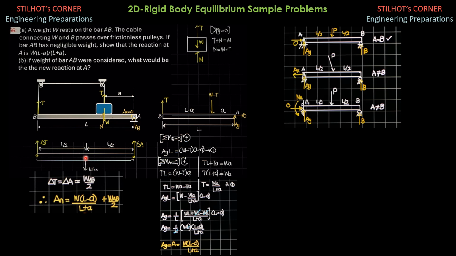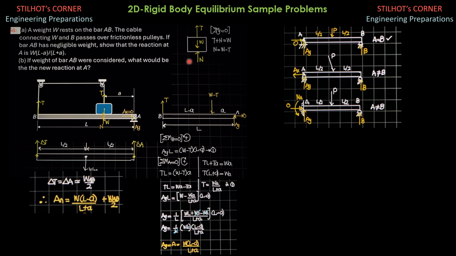For those who cannot imagine that, the increase in the tension is delta T, the increase in the reaction at A is delta A, and they are equal, each is half of the weight. You may sum up moments about B, for example. So delta A times L equals WAB times L over 2. So cancel L. That's why delta A would be weight of bar AB divided by 2. Delta T also would be weight of bar AB divided by 2. So this is the solution.